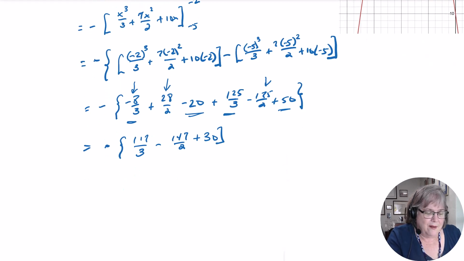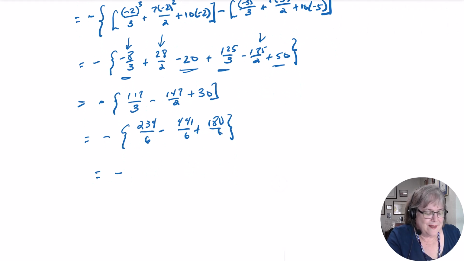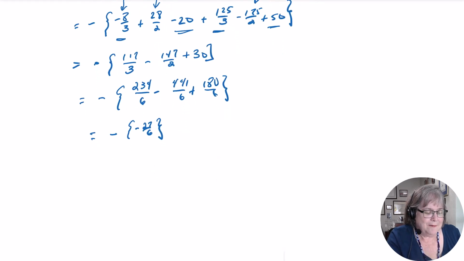And then, if you're still doing these by hand, and I did this by hand, so we're going to work this all out. All right, it's 234/6 minus 441/6 plus 180/6. So this is the negative of a -27/6, so that you can see how the signs work. All right.